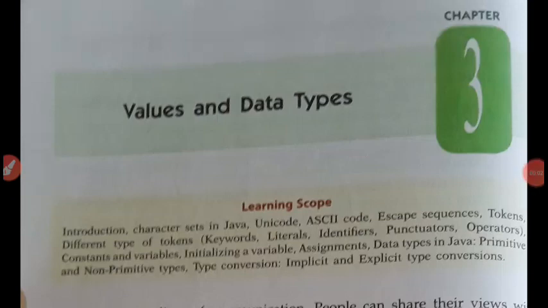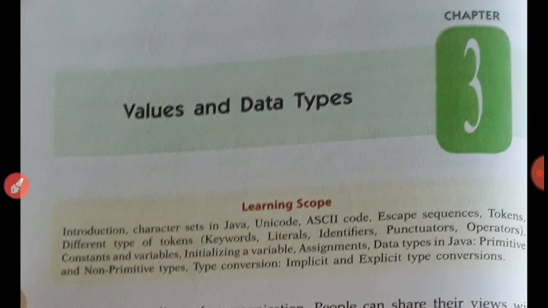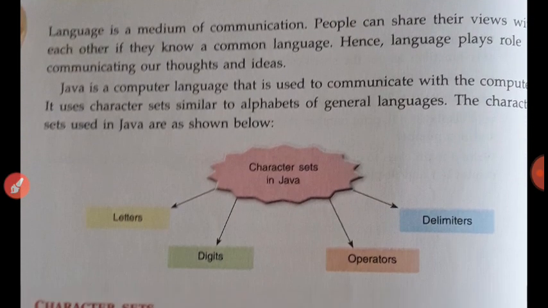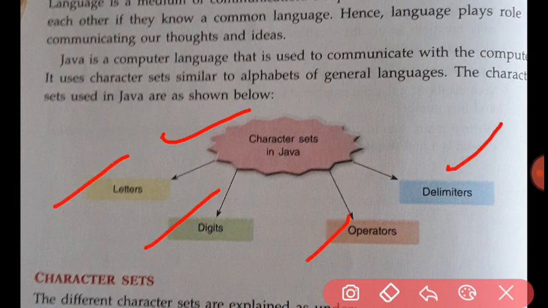My dear students, let us start lesson 3, values and data types. So data type is a type of data which we use in our program, right? To write our program we use character sets in Java, and these character sets comprise letters, digits, operators and delimiters.